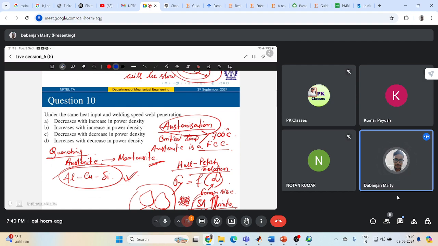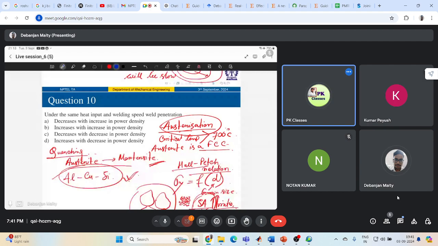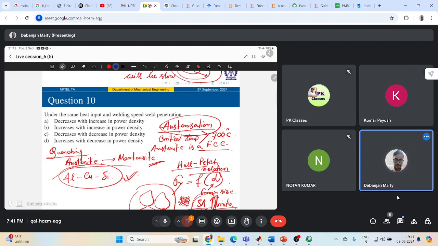Under the same heat input and welding speed, weld penetration. Am I audible? Is my connection still there? Am I audible? Yes, sir. Thank you. So under the same heat input and welding speed, my weld penetration will increase with an increase in power density.